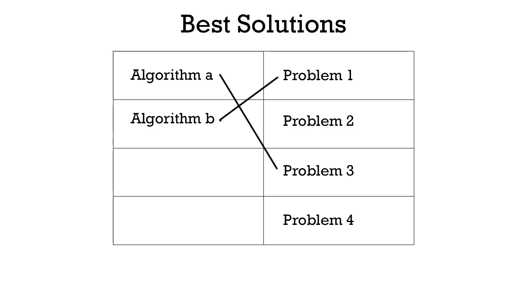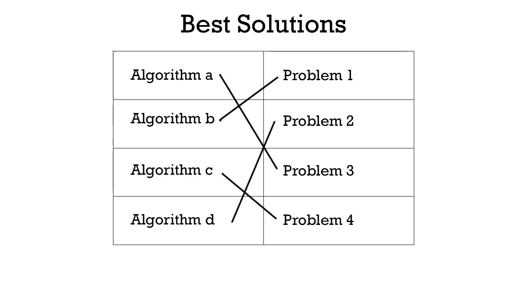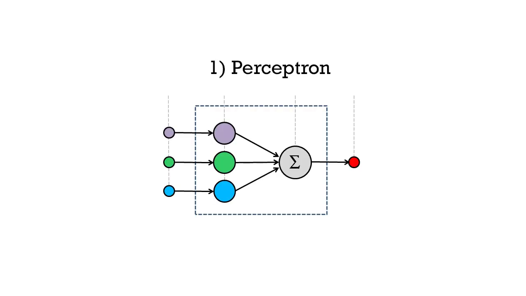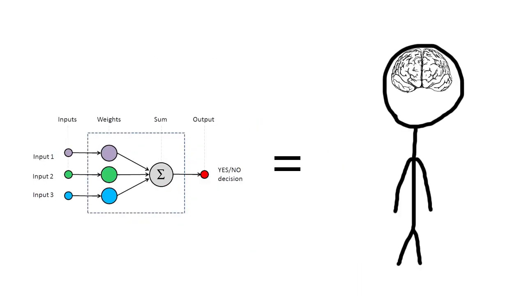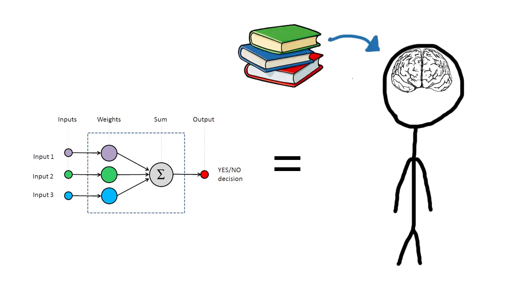There are many different ways of enabling a computer system to learn. Some algorithms work better for certain types of problems. In this video, I'll be explaining how perceptrons work and how they are used to create artificial neural networks. This theory is based on a simplified version of how humans learn.